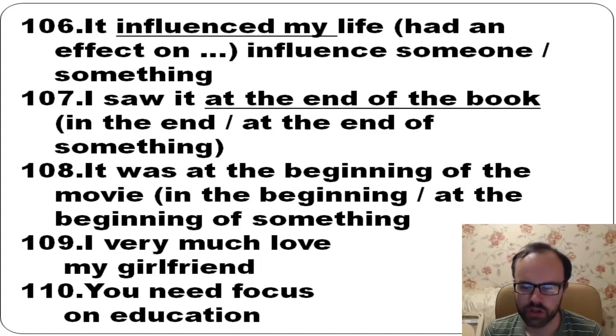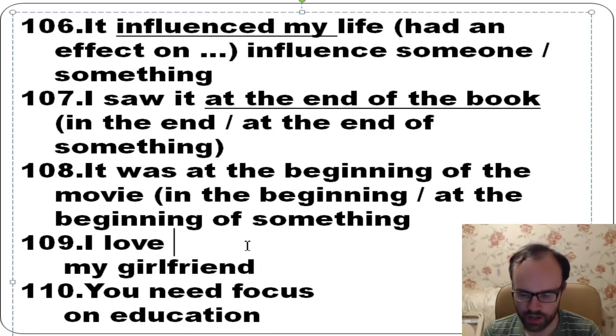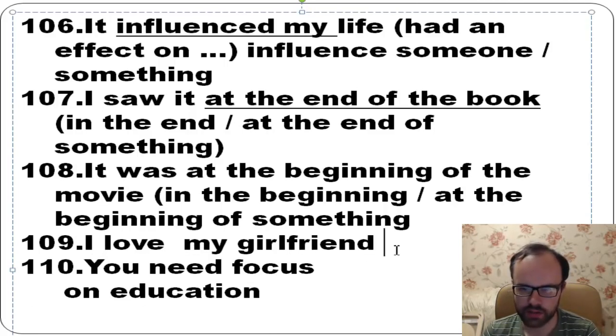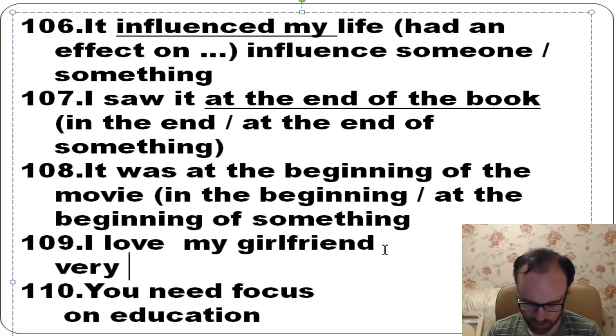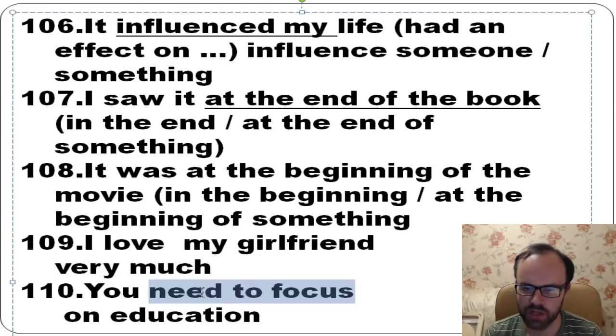Next. I very much love my girlfriend. Students often say, I very much love my girlfriend. You need to say very much in the end. So I love my girlfriend very much. You need to focus on education. Don't forget to put to after need, between two verbs. So you need to focus on education.